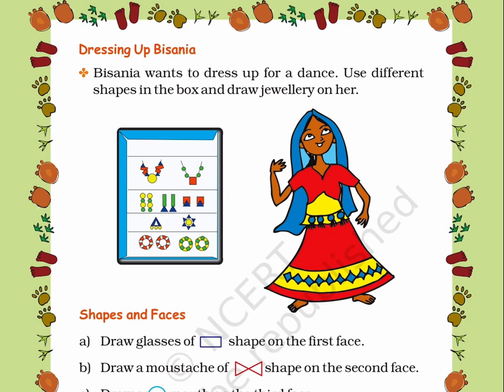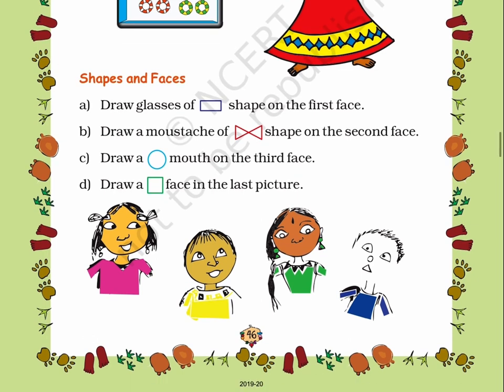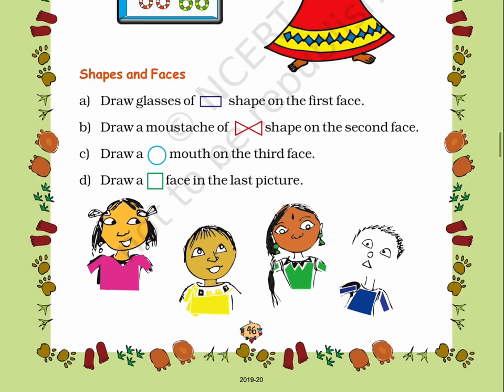Shapes and faces. The picture has 4 faces: a girl, a boy, a girl and a boy. A. Draw glasses of rectangular shape on the first face. B. Draw a moustache using 2 triangles on the second face. C. Draw a circle-shaped mouth on third face. D. Draw a square-shaped face in the last picture. This chapter ends here.